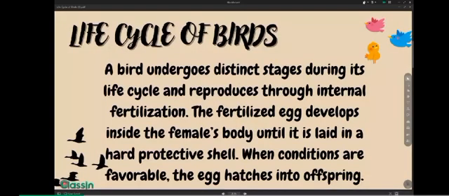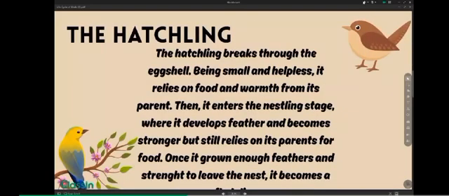Life cycle of birds. A bird undergoes distinct stages during its life cycle and reproduces through internal fertilization. The fertilized egg develops inside the female's body until it is laid in a hard protective shell. When conditions are favorable, the egg hatches into offspring. The hatchling. The hatchling breaks through the eggshell. Being small and helpless, it relies on food and warmth from its parent.